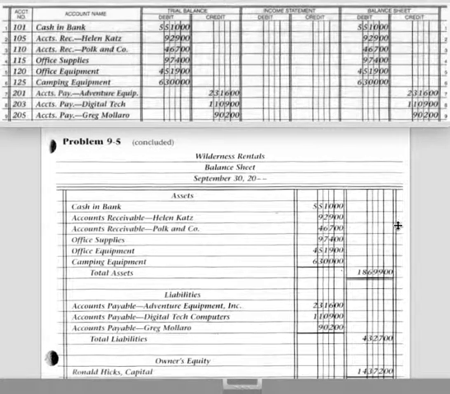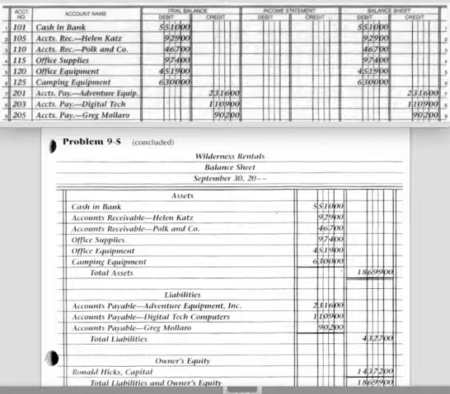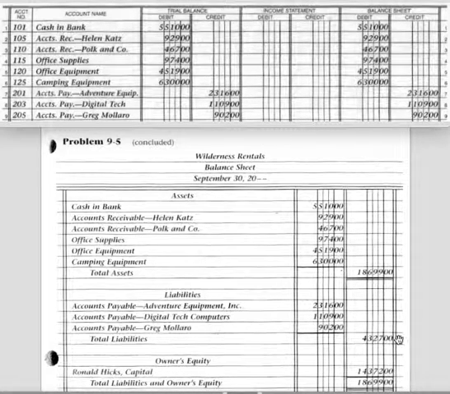And remember, we're doing the balance sheet, which is our assets equals liabilities plus owner's equity. So we're going to total our liabilities of $4,327 plus capital, the ending balance of $14,372. And you're going to indent and write total liabilities and owner's equity. And you're going to put those two numbers added together, $18,699.